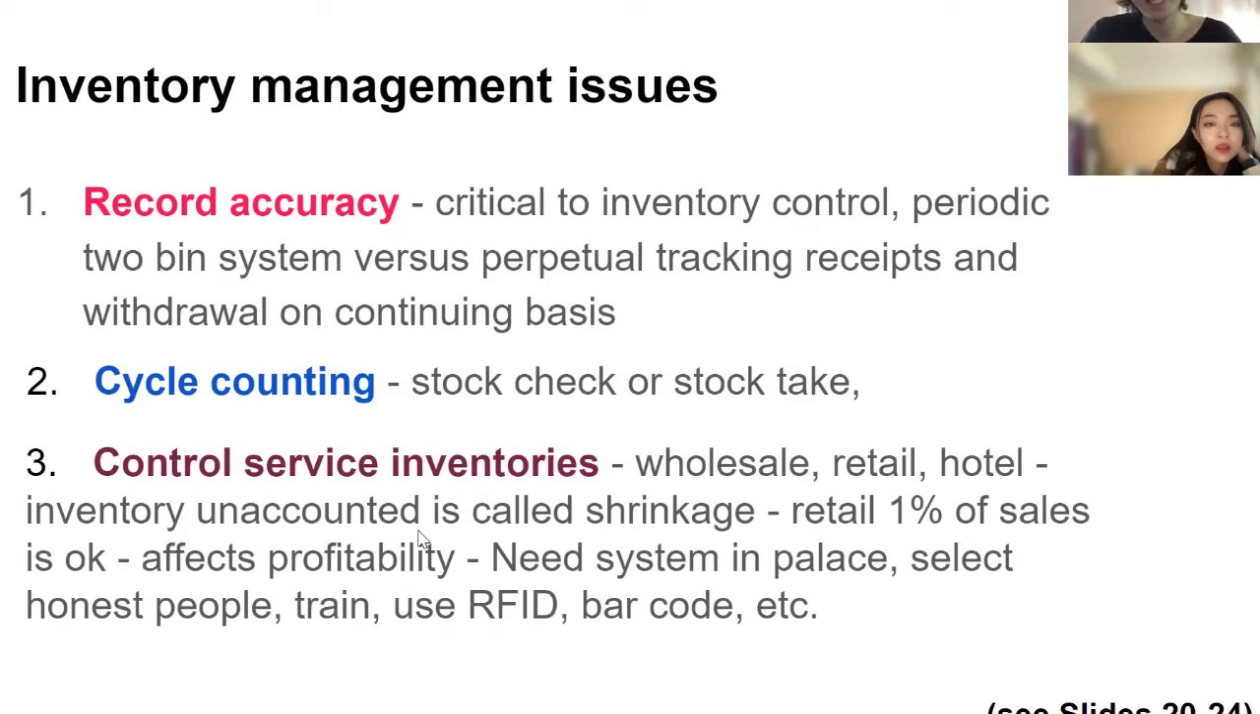You go there, the workers will count the remaining stock. For example, this brand of vegetable oil should have 21 kilograms of oil, but in the stock it's only 19. One is missing. Shrinkage, we call it shrinkage. In retail, 1% of sales is okay. It will probably affect profitability.